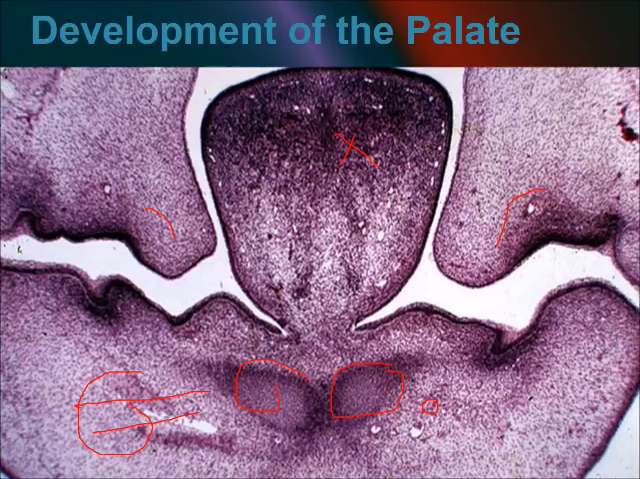Also, another guide here, I can see the thickening of the ectoderm that will give us the primary epithelial band for the deciduous teeth. This is the primary epithelial band. We see it at the age of 6 weeks intrauterine life.